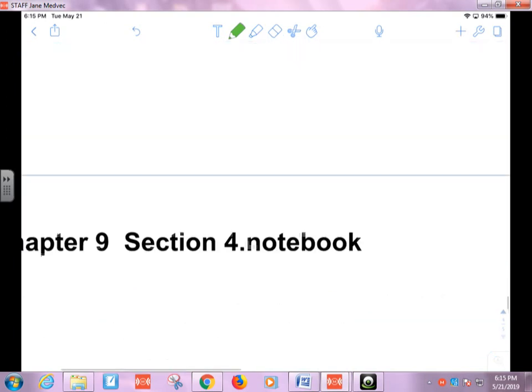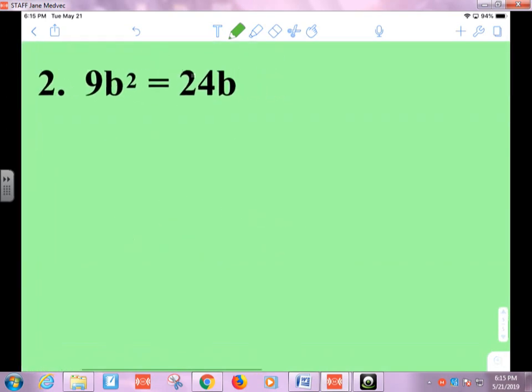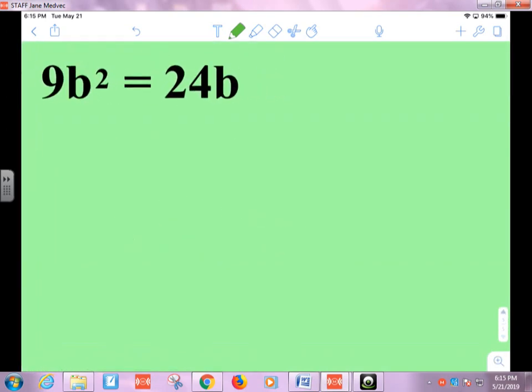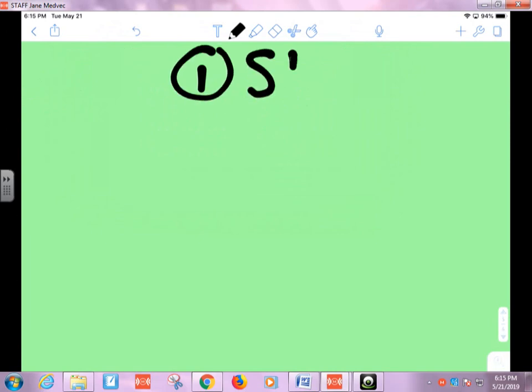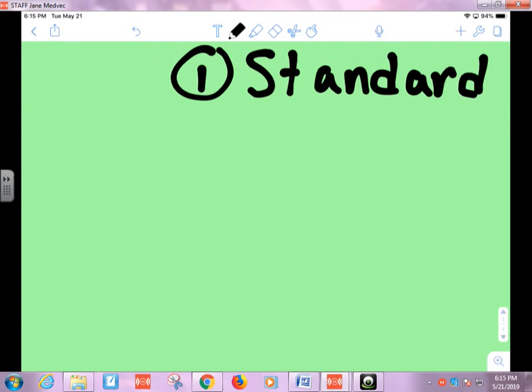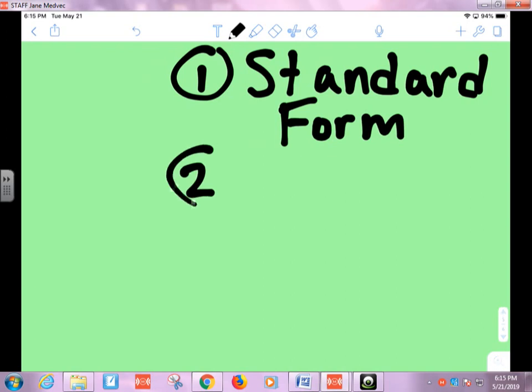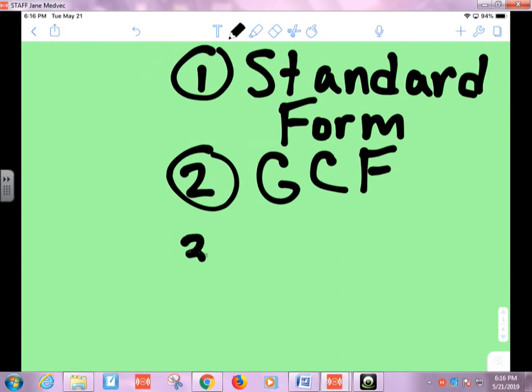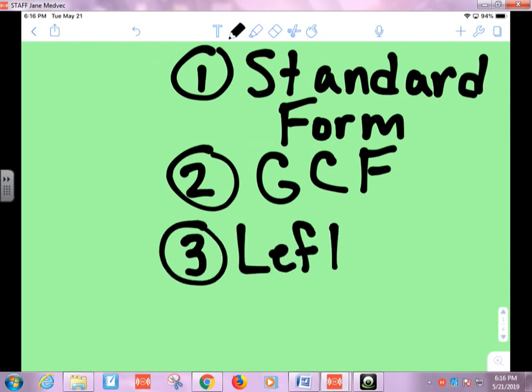All right, let's go to the next problem. And in this problem, again, step 1 was standard form. You might want to, off to the side, write a list of the steps, and I can redo that for you. Number 1, standard form. The second step is greatest common factor. The third step is your leftovers.